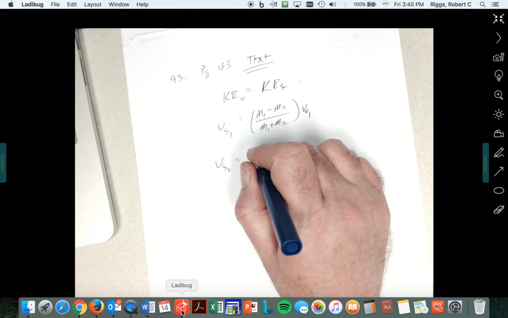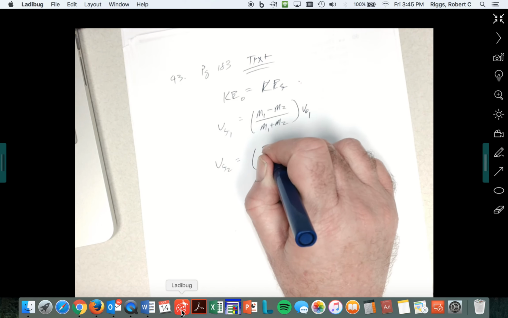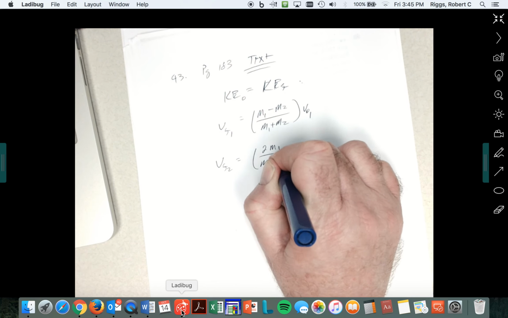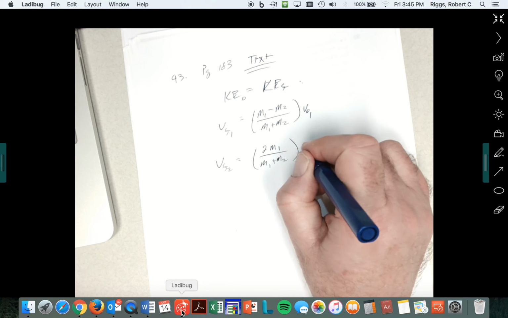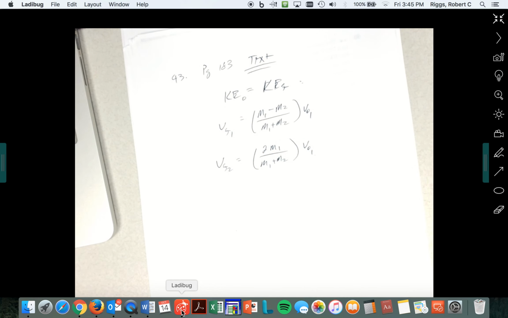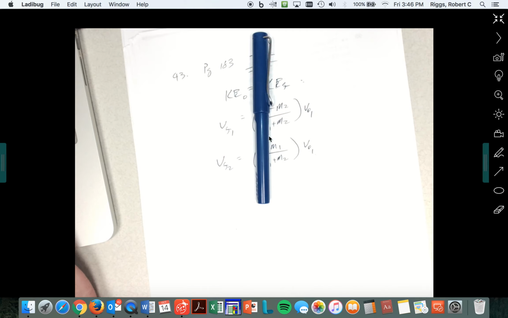And then the final velocity of the second one would be 2m1 over (m1 plus m2) times v01. It's just a matter of putting these equations together. If you're given both masses, that pretty much spits out the final velocities for you. The book goes through a nice explanation of that.